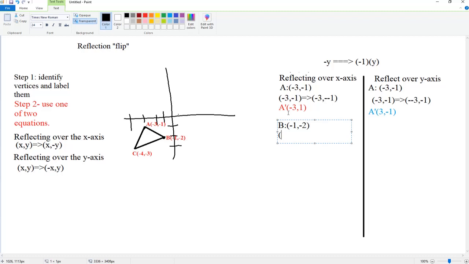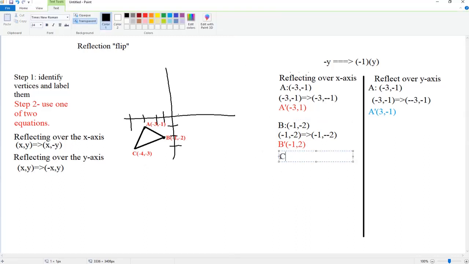So B is negative 1, negative 2. So I'm going to plug in negative 1, negative 2, put in my arrow, and I just fill in. So the x, because I'm doing x-axis, is just regular, so negative 1, and then it's negative y, so negative negative 2, which means that my B prime, let me use red again, is negative 1, positive 2, because it's negative negative, and the reason it's negative negative is because this equation says to put a negative in front.